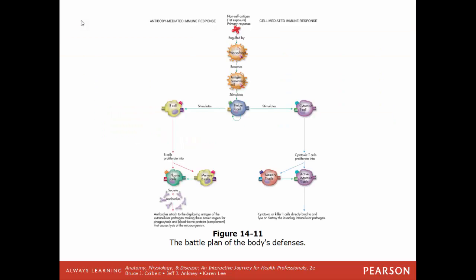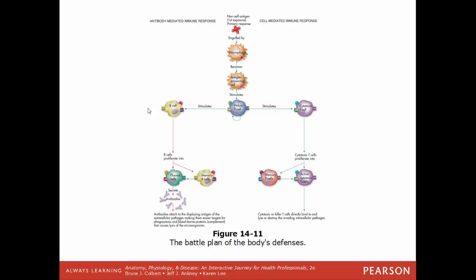So, continuing with the military theme here, it's the battle plan for the body's defenses. Antigen here is being engulfed by a macrophage. It destroys it, puts a little piece on its surface. It's now an antigen presenting cell or antigen displaying cell. That will stimulate the helper T cells, which will stimulate the killer Ts and also the B cells. The B cells will proliferate into plasma cells, which secrete antibodies, and also memory Bs.